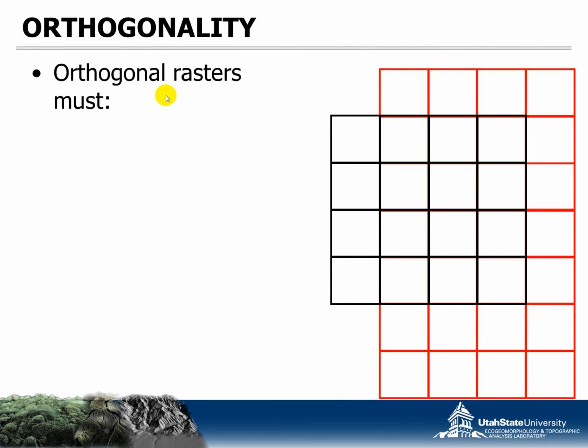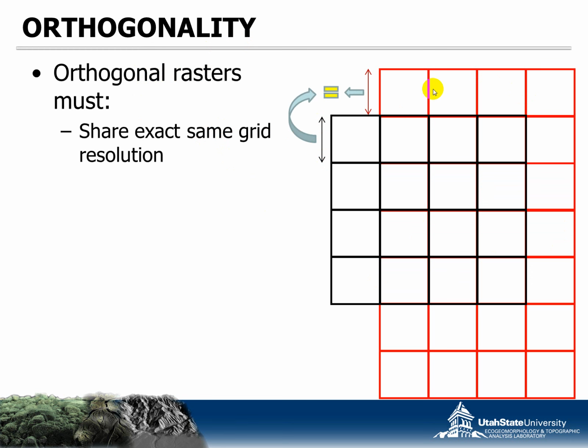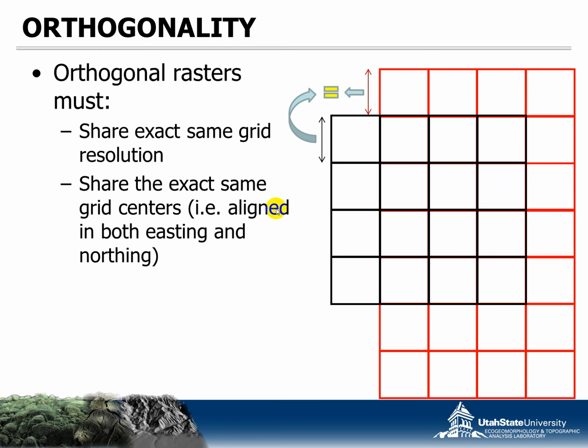So there's this term called orthogonality, or orthogonal. Here I've got one raster in black and one raster in red. For two of them to be orthogonal, they must share the exact same grid resolution. Notice here that the resolutions of these grids are exactly the same. They also need to share the exact same grid centers, so they have to be aligned in both the easting and the northing. So these are two grids that have different extents but the same grid resolution, and they are aligned perfectly. Well, I didn't draw it perfectly, but bear with me.